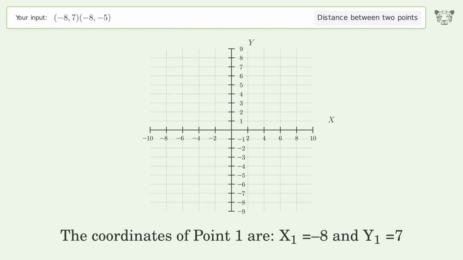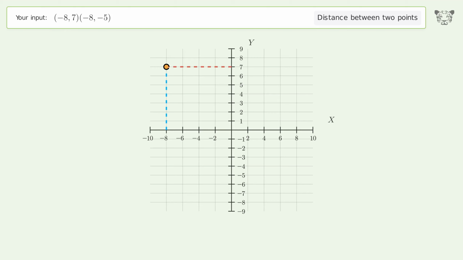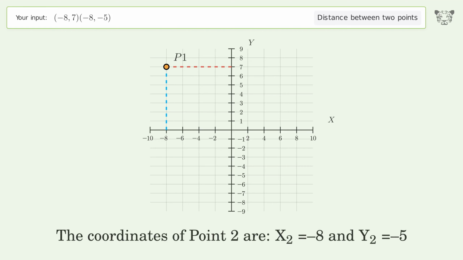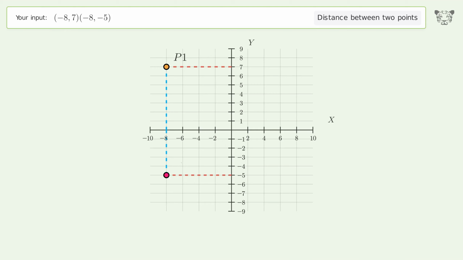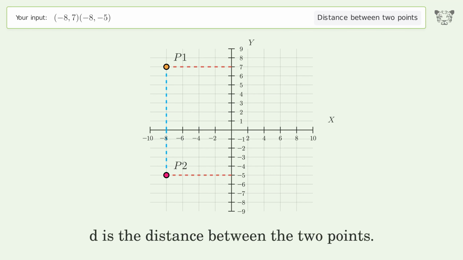The coordinates of point 1 are x1 equals -8 and y1 equals 7. The coordinates of point 2 are x2 equals -8 and y2 equals -5. D is the distance between the 2 points.